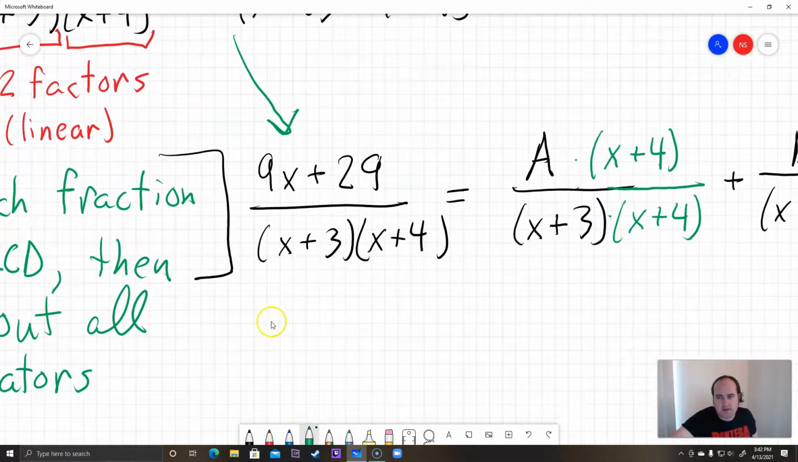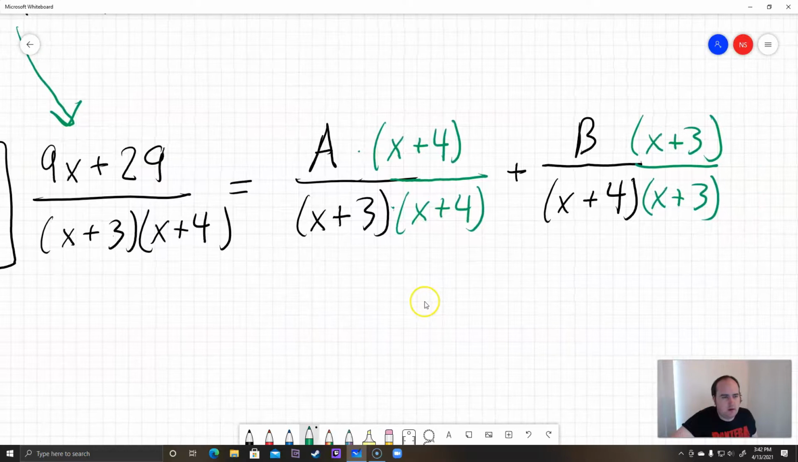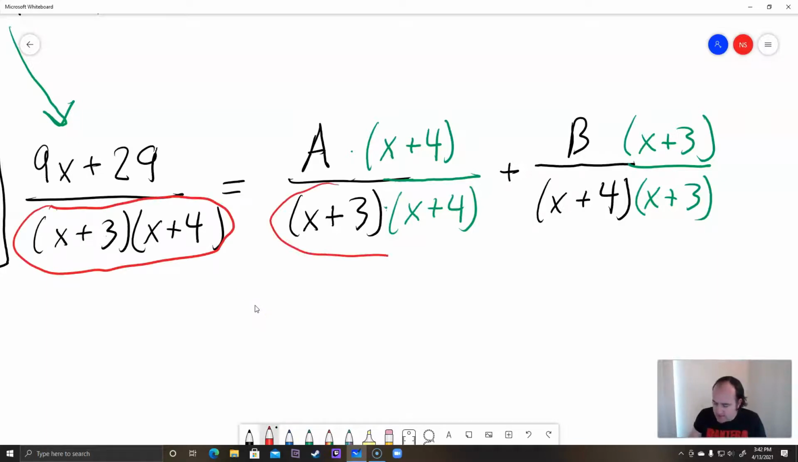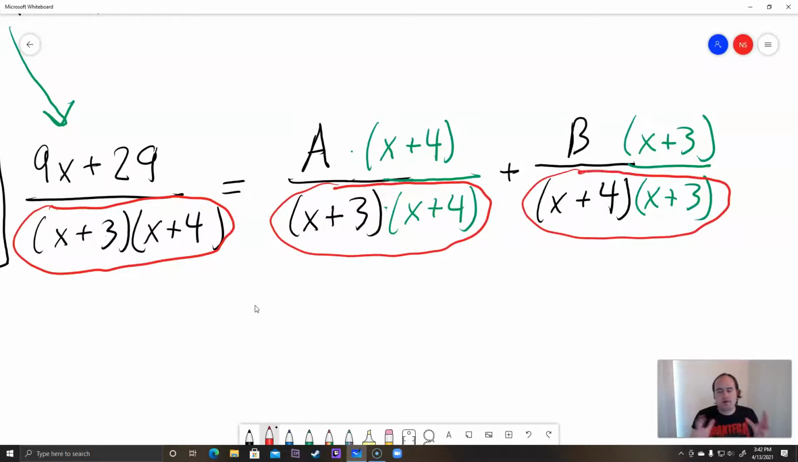Okay, so for the fractions, we've already done the hard part, which is building them to the same denominator. But now that all these denominators are exactly the same, we can see each one of them has x plus 3 times x plus 4. Remember, the order doesn't matter when you're multiplying, so this last denominator is actually the same thing. It's just the order switched around. We can cross them all out.